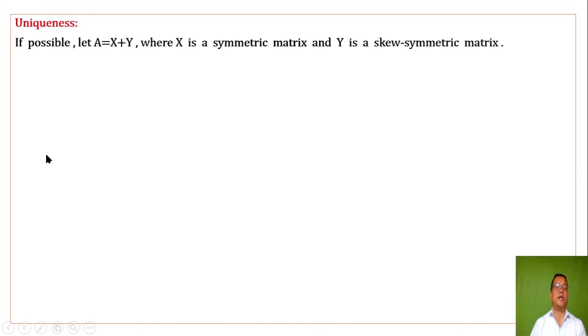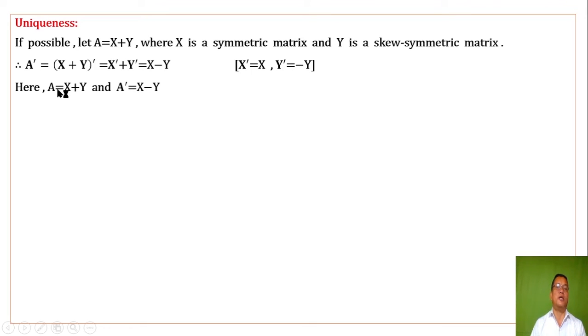For uniqueness, second part: if possible, let A be expressed as X plus Y, where X is a symmetric matrix and Y is a skew symmetric matrix. Therefore, its transpose, (X plus Y) transpose, is X transpose plus Y transpose. But X is a symmetric matrix whose transpose is X itself, and Y is a skew symmetric matrix whose transpose is minus Y.